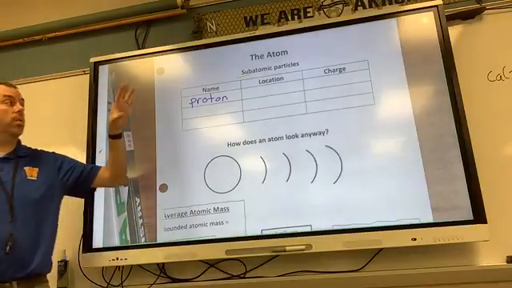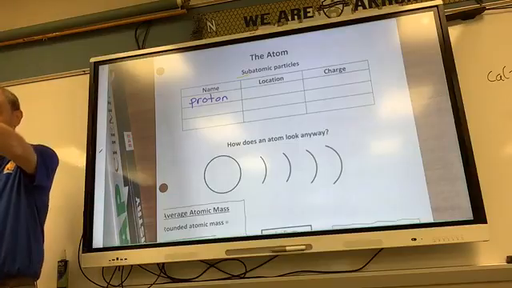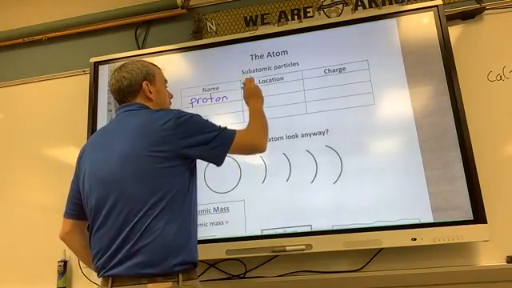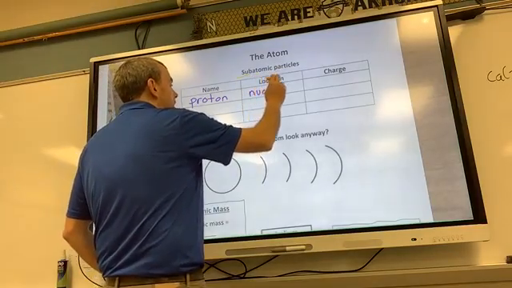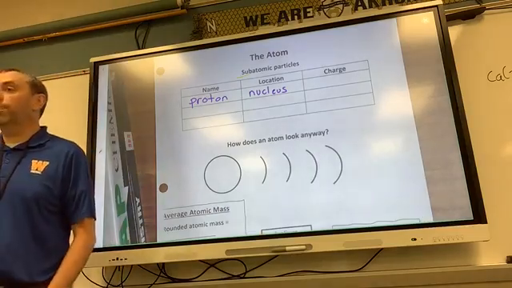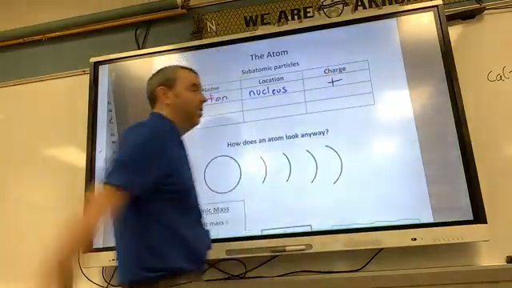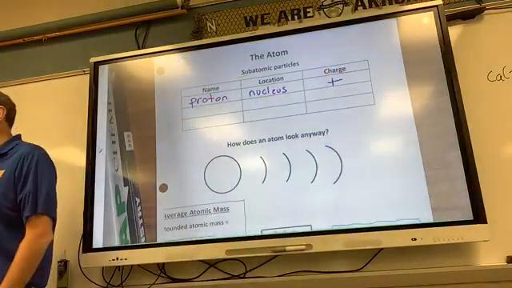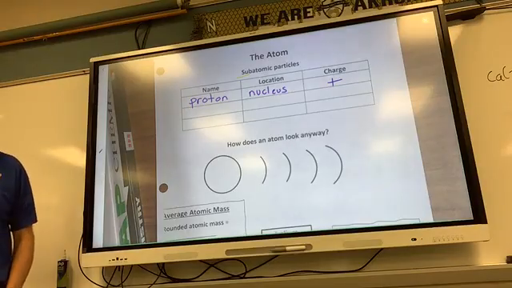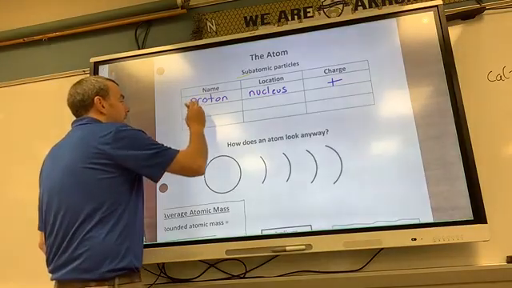The nucleus would be where some things are located. A proton. Where would you find a proton? In the nucleus. The nucleus is the center, most massive part of the atom. What's the charge of a proton? If you're pro or for something, you are positive. Okay, now we're on the right track. What about another one? Neutron.